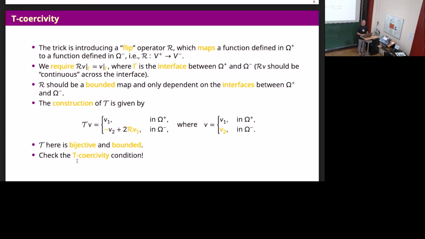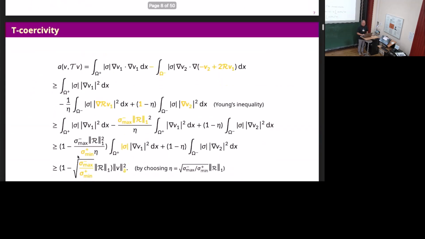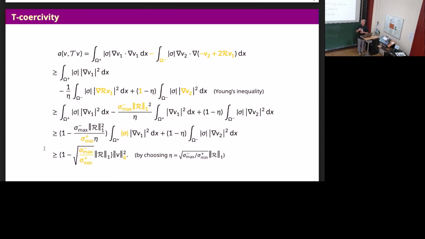Once we have defined this T, then we can use a very simple idea to show this T-coercivity condition. So the idea is, as you can see, very simple. Of course here we apply the definition of, so we first split the omega into two parts. One is omega plus and then omega minus. And over here we apply the definition of this mapping T.